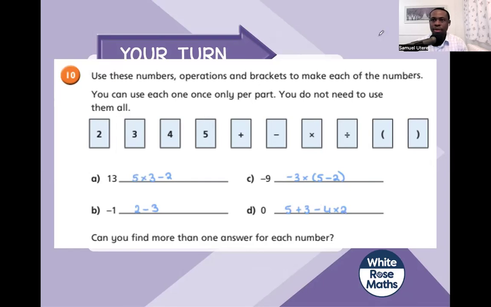All right, so you are simply asked to make each of the numbers. Okay, to make each of the numbers. So to make these numbers, you can see 5 times 3 is 15. 15 minus 2 is 13.